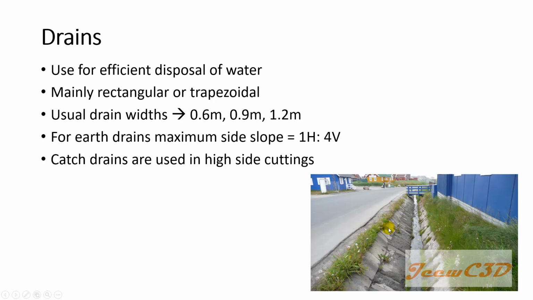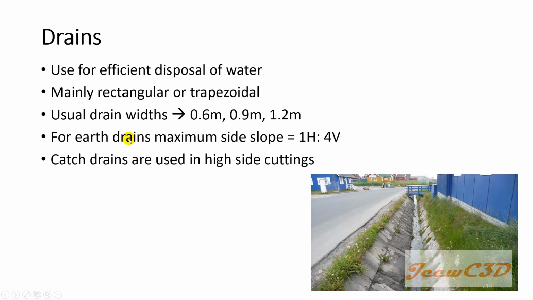Adjacent to the road you have drains to drain off the water collected on the road, or in a rainy situation you have to use drains to collect the water and drain it away from the road. You can have earth drains, otherwise you can have concrete drains. There may be this kind of V-shaped drain, or sometimes rectangular drains. Usual drain widths are 0.6 meters, 0.9 meters, 1.2 meters. That means that is for these rectangular drains.